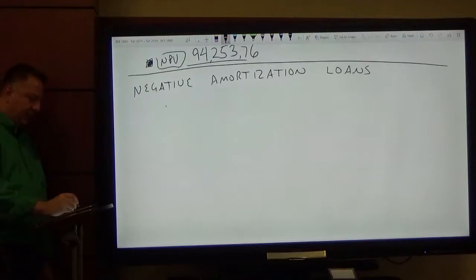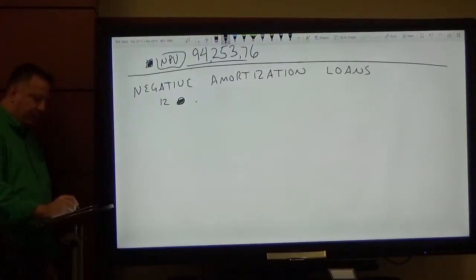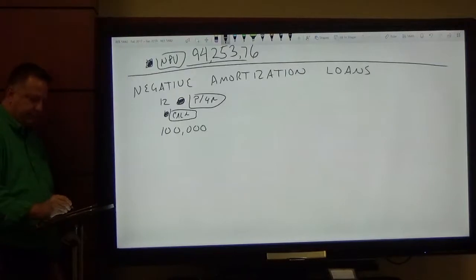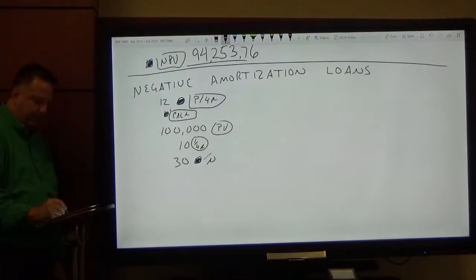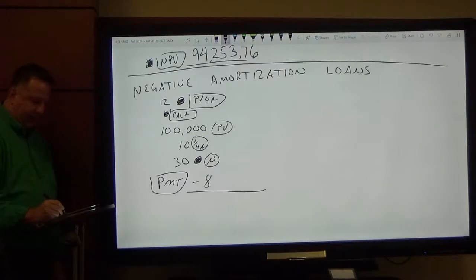So let's just say that we start out with a monthly payment-based loan, 12 payments per year. And let's say that the loan, make that a negative, is $100,000 to start with. And let's say that our interest rate on that loan is 10%. And let's say the term is for 30 years. So out of memory, the payment would be $877.57.